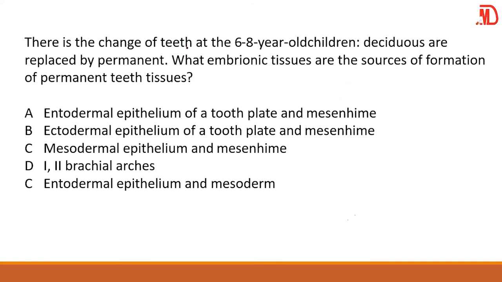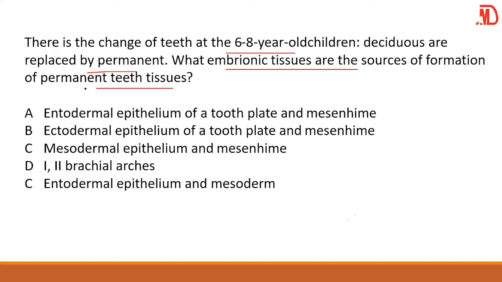There is a change of teeth in 6 to 8 year old children. Deciduous teeth are replaced by permanent ones. What embryonic tissues are the sources of formation of the permanent teeth? In other words, which one of these is involved in teeth development? Actually, these are normally referred to as the germ layers.